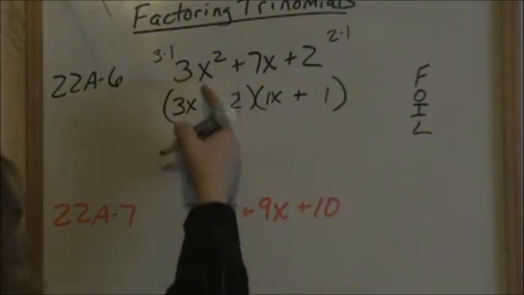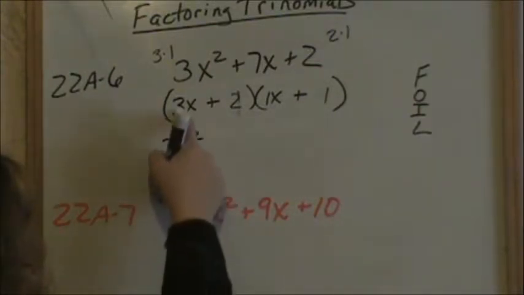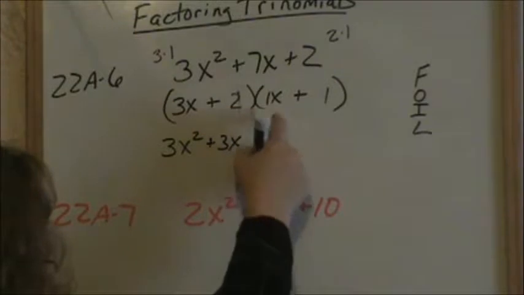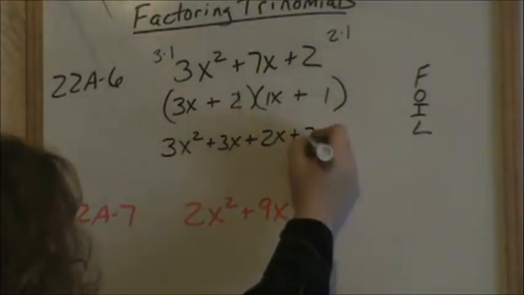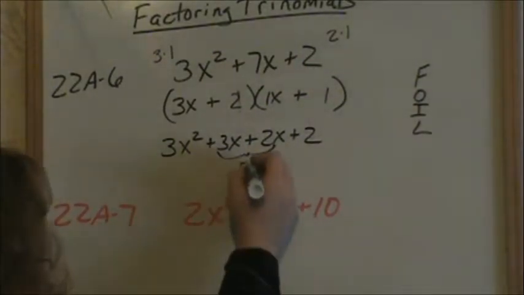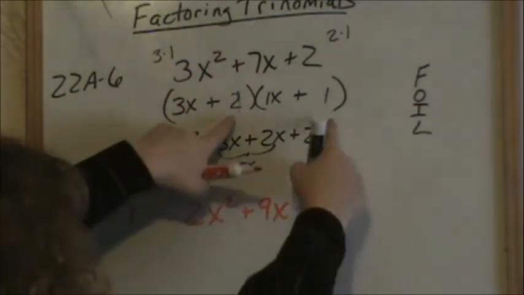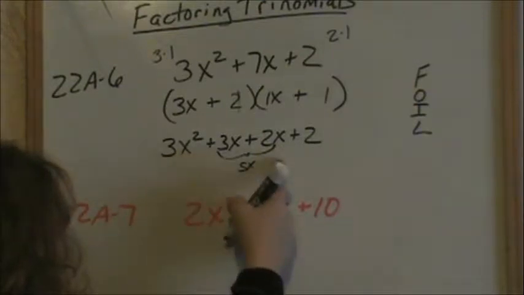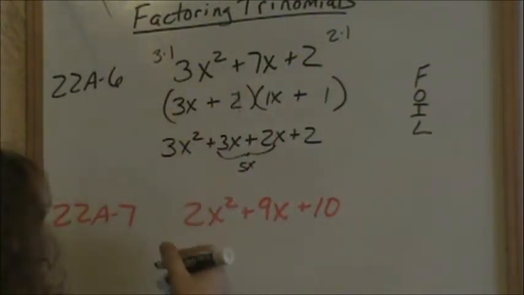So you can see that it will not work out to this original trinomial. Okay, 3x times x is 3x squared. A 3x times 1 is plus 3x. 2 times 1x is 2x. And 2 times 1 is still 2. Your middle terms, 3x plus 2x, gives you a 5x. That is not 7x. So it does make a difference where all of these numbers go. So FOIL it out and check your answer to make sure you get this original trinomial.